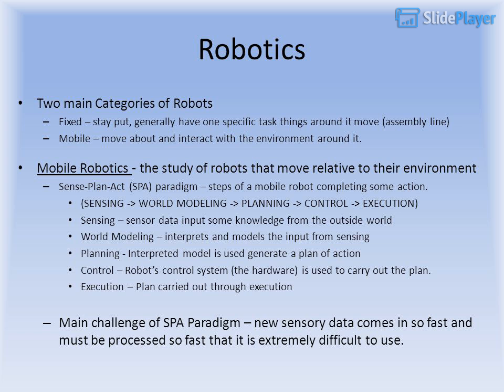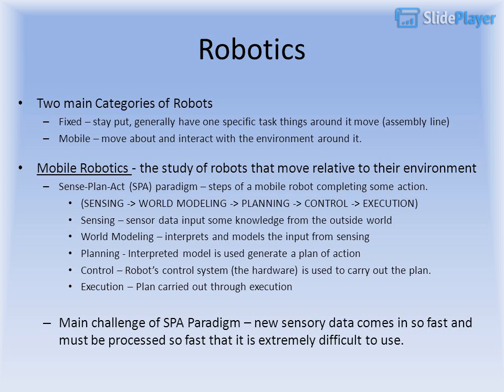Two main categories of robots. Fixed robots stay put and generally have one specific task, with things around them moving, as on an assembly line. Mobile robots move about and interact with the environment around them. Mobile robotics is the study of robots that move relative to their environment.